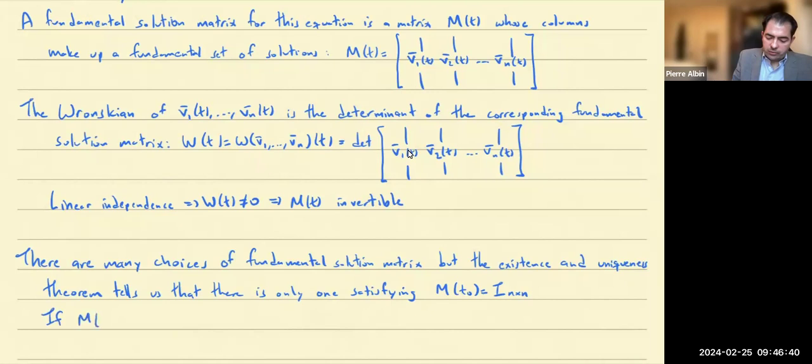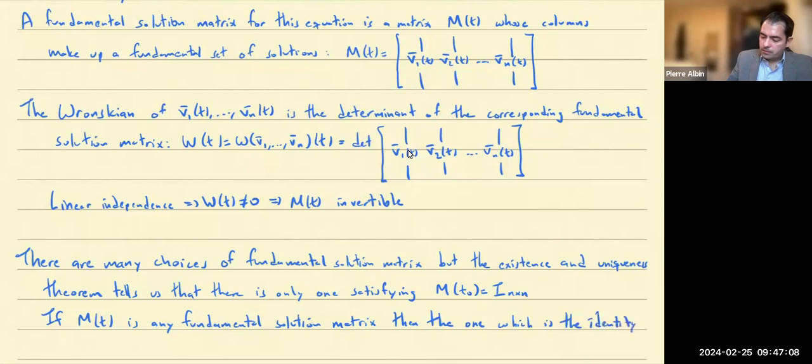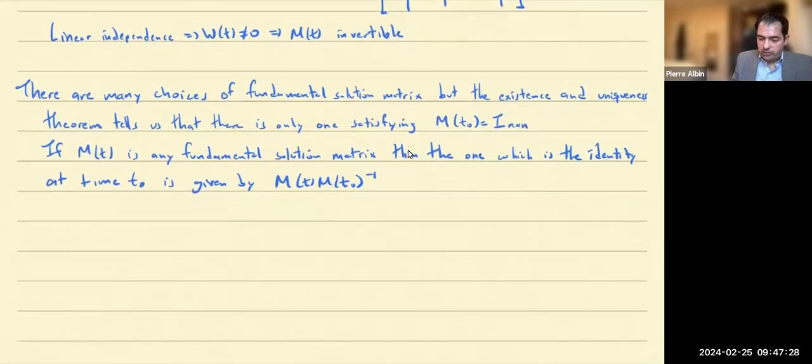If you start with any fundamental solution matrix, then the one which is the identity at time t naught is given by M of t multiplied on the right by M of t naught inverse, right? And we know that the inverse exists because the determinant is not equal to 0.